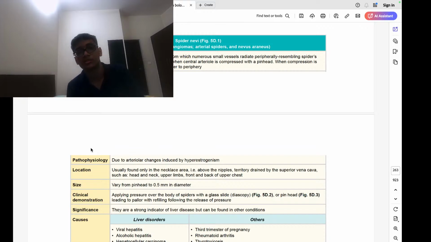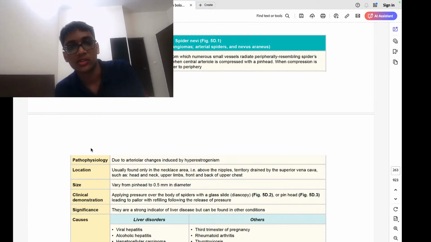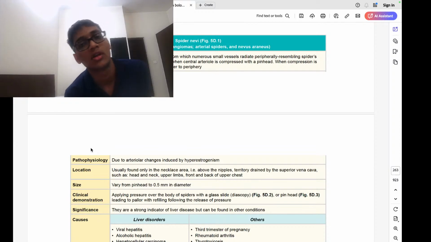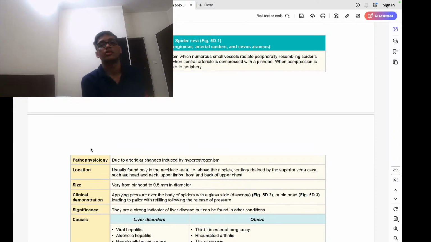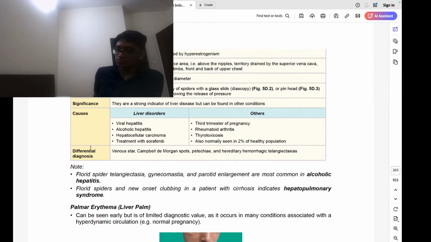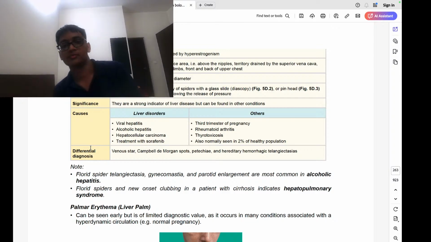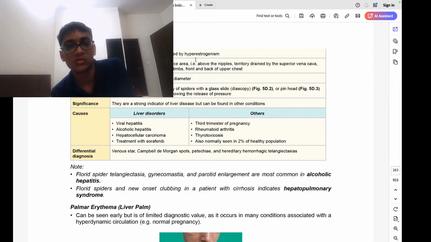So let's get started again. Spider nevus consists of a central arteriole from which various small vessels radiate peripherally, resembling a spider's legs. The whole spider disappears when the central arteriole is compressed with a pinhead. When compression is released, filling occurs from the center to the periphery. Pathophysiology: it occurs due to arteriolar changes induced by hyperestrogenism.